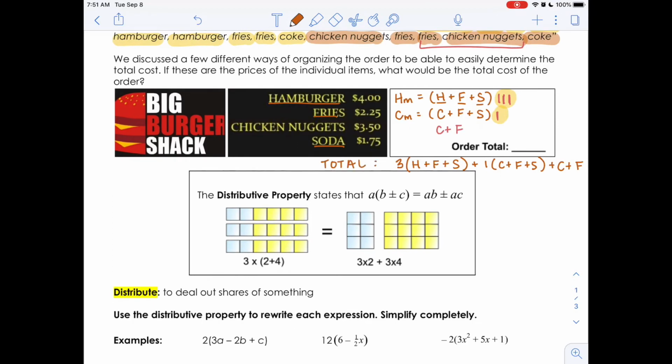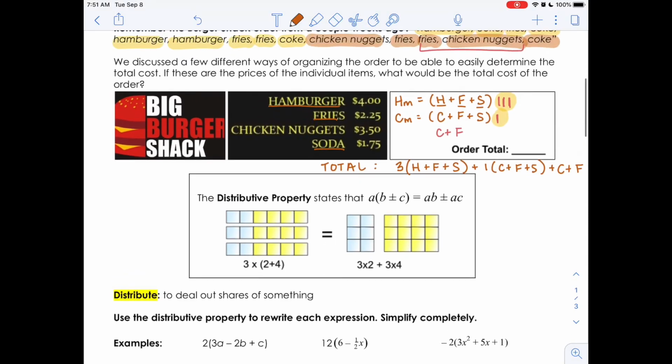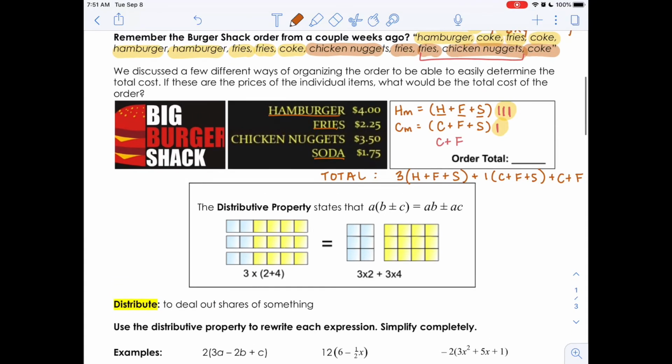Now, this equation would work no matter what the prices are. We could just plug in the value of each of these things and it would give us our total. But they actually provided us with the cost of each ingredient, so then we could plug in those values and figure this out. But something I want to point out is that if this is what we were working with, I just want to show you that we could look at this expression in a couple different ways.